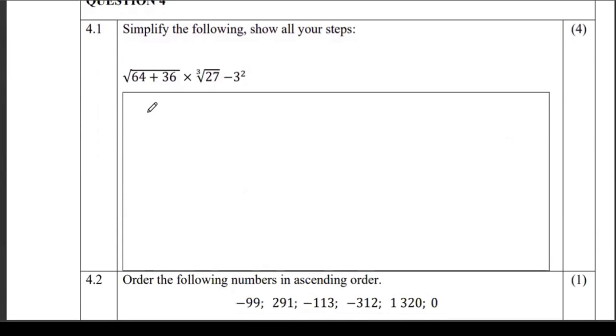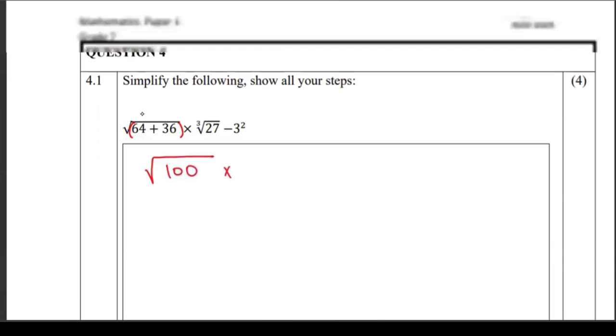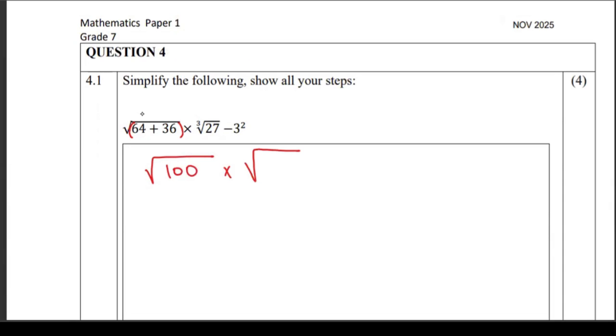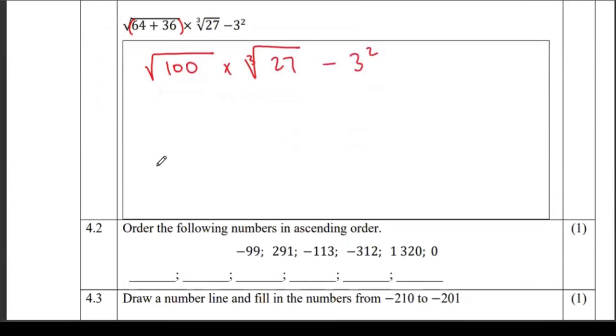Question number 4, simplify the following. So we have integers now. So whenever you have a square root and numbers inside have a plus or a minus, you have to start by adding what is inside. So we know that 36 and 64 is 100. I'm just trying to rewrite everything the way it is before I simplify. So I know that the square root of 100 is 10.